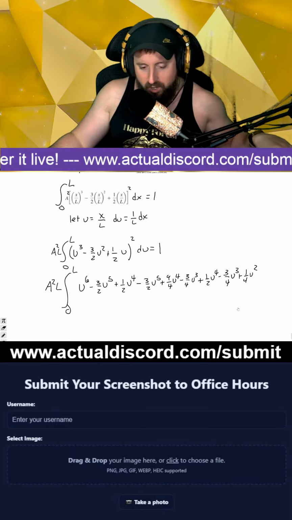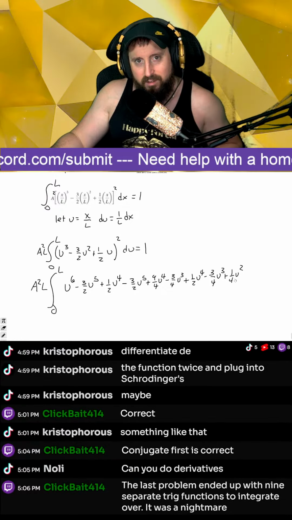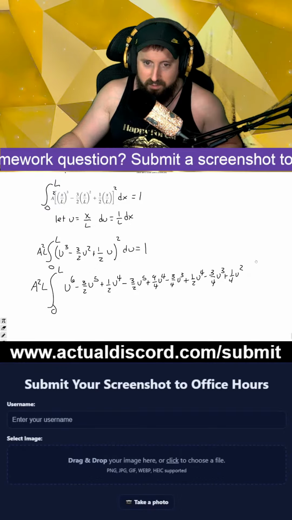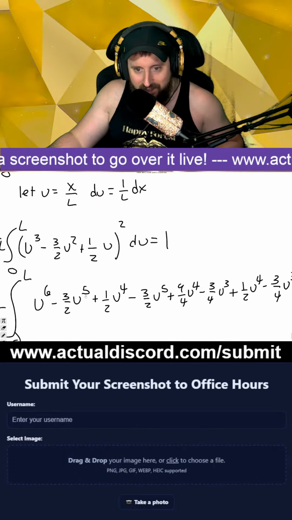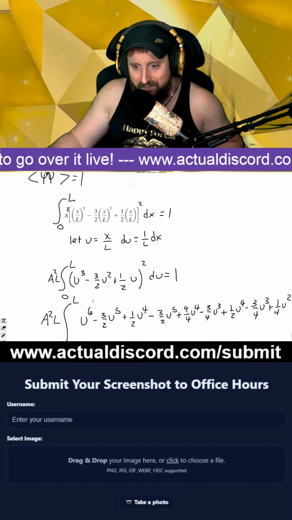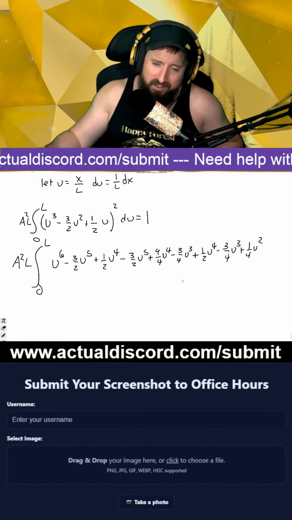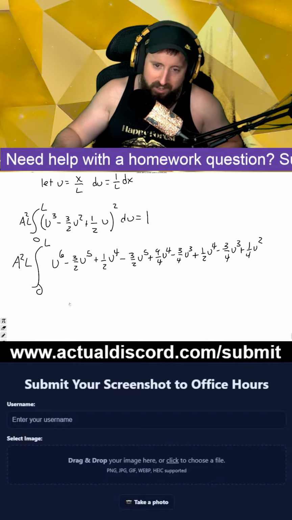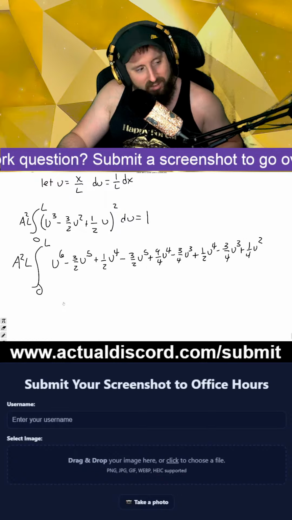Dude, this sucks. And then I have to do this all with L's? The last problem ended up with 9 separate trig functions to integrate over. It was a nightmare. Alright, I don't want to calculate all these fractions. They're kind of a mess. Well, I guess it goes from 0 to L, so it's not the worst thing in the world, because all the zeros are going to go away, right? Okay, so what's that? L to the 6th?